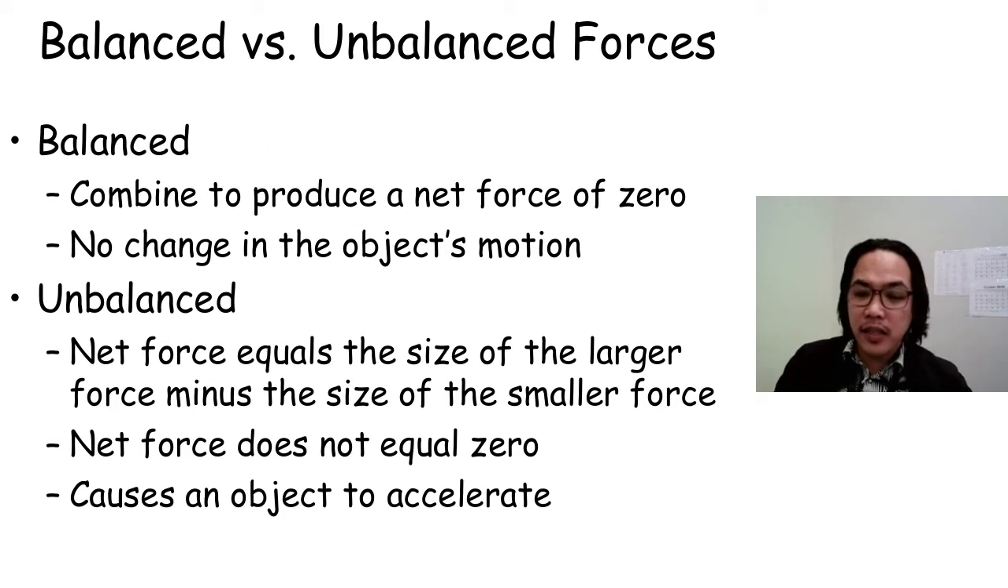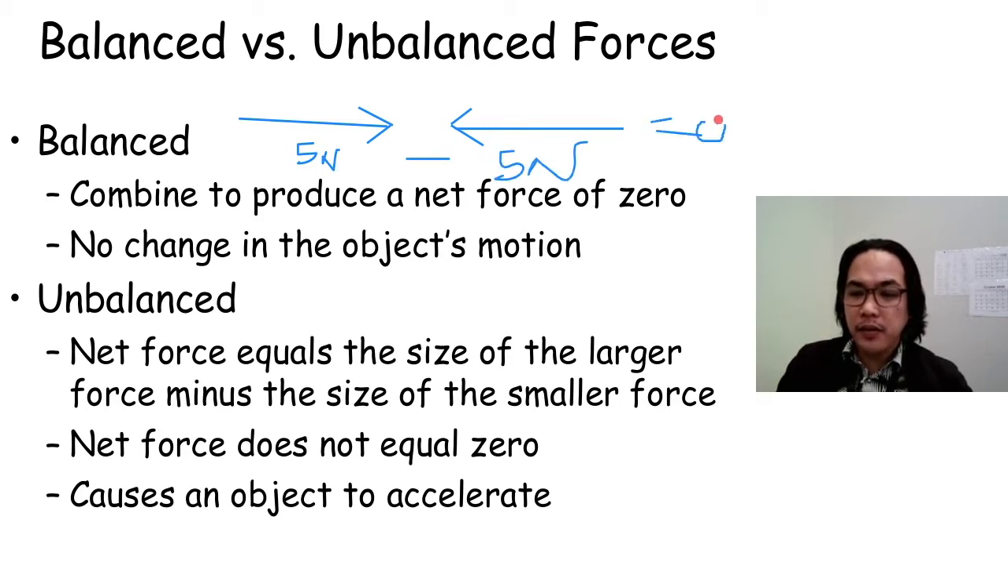Like what we did earlier, if you have 5 Newtons of force going to the right and 5 Newtons of force going to the left, since they are in opposite directions but have equal magnitude, you subtract them. So 5 Newtons minus 5 Newtons is equal to 0 Newtons, meaning the object is not moving. If an object is at rest, it will stay at rest. There is no change in the object's motion.